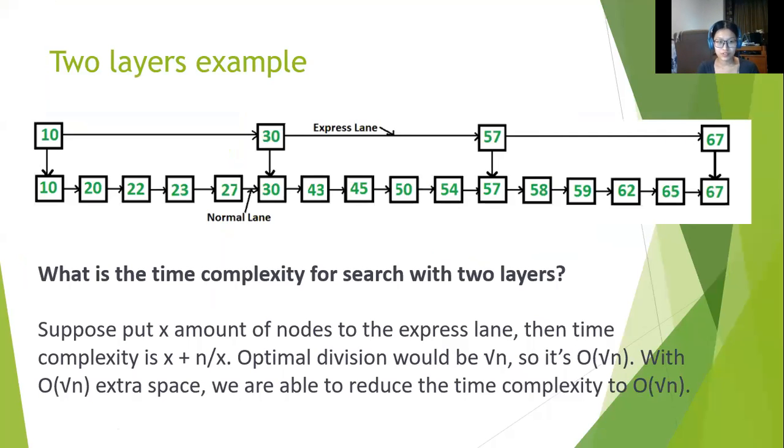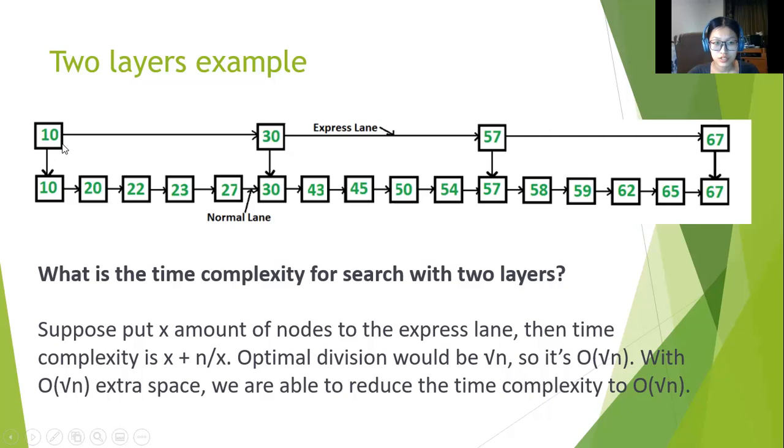So here's a very basic two-layer example that I want to introduce, so we don't over-complicate the problem. At the beginning, we would only have the normal lane. As I pointed out, it's a sorted list, but that's not good enough because if we want to search through something, the time complexity is O(n). And that's why we add an express lane on top of it to reduce the time complexity.